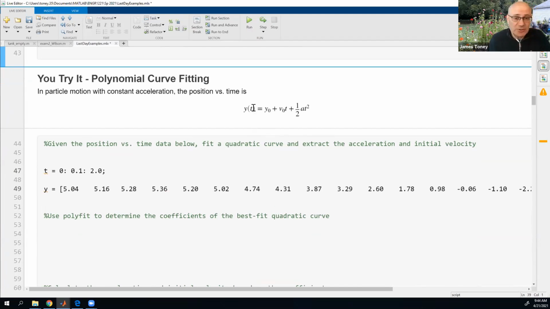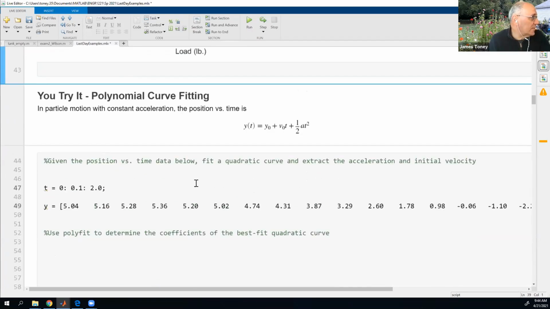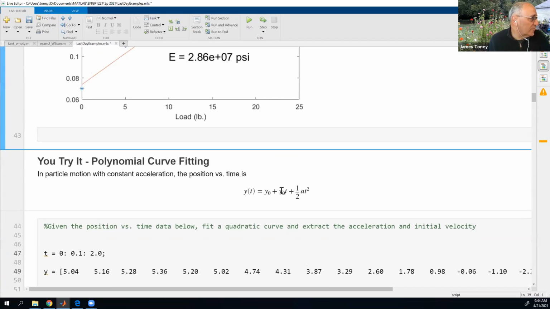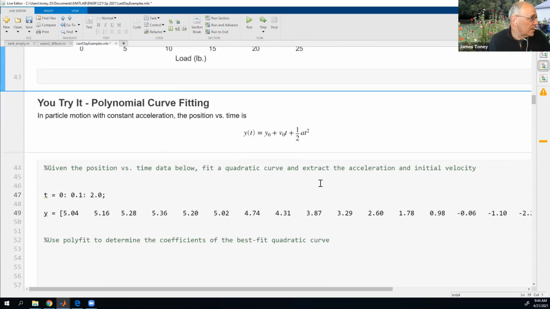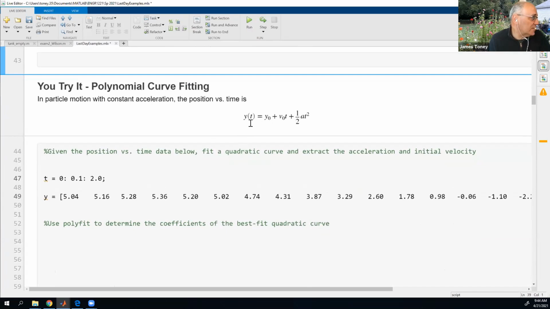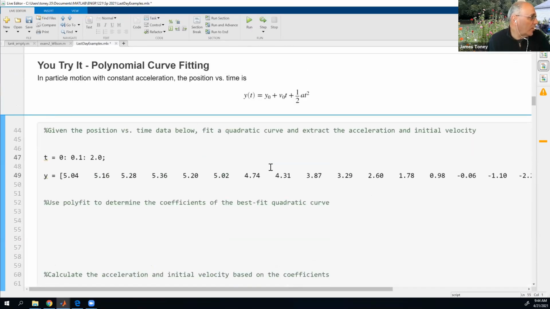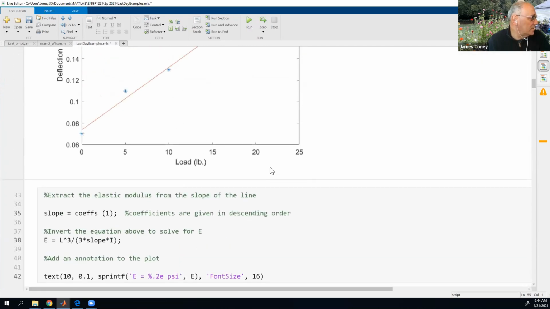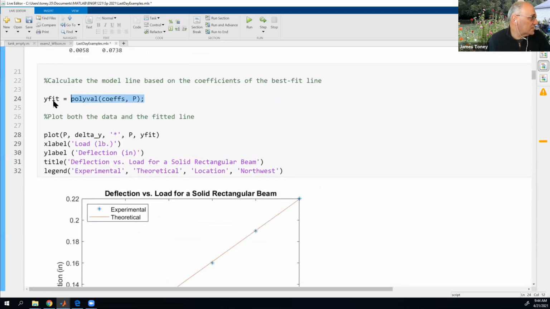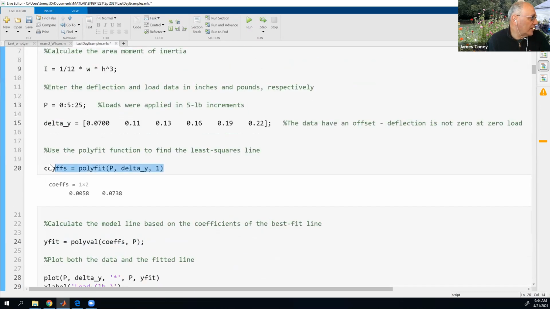But let's say now we want to do a quadratic. Let's say we measure the position versus time of a projectile. And you know, from basic physics, if it's a constant acceleration, so if we're neglecting drag, for instance, it should follow this equation. So we do a quadratic fit. You're going to do polyfit again, like this. But now instead of order 1, it's going to be order 2 because we're doing a quadratic.